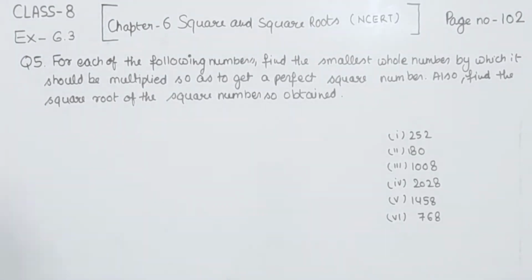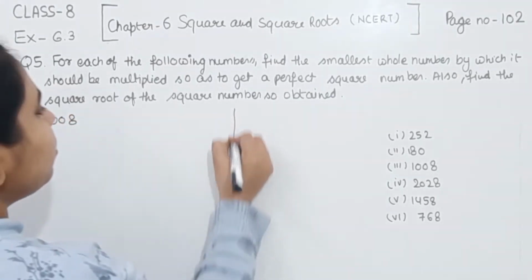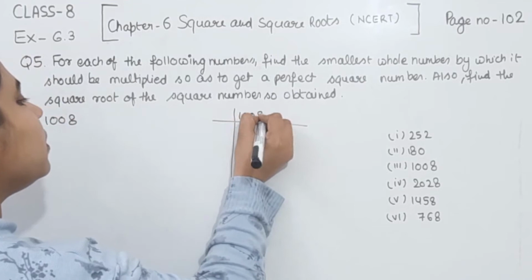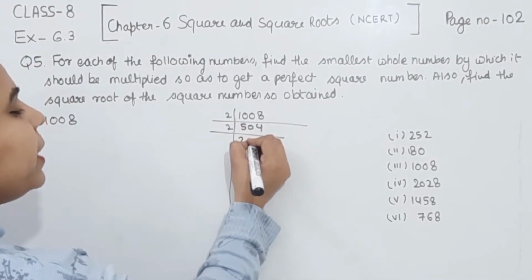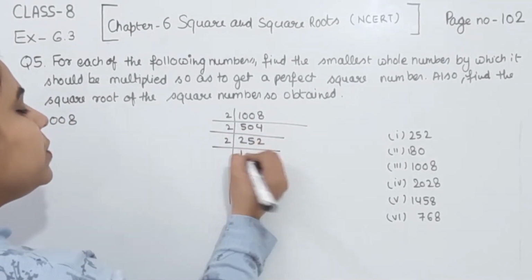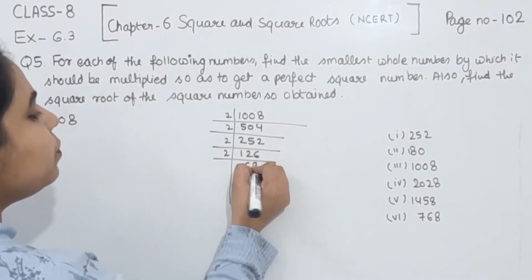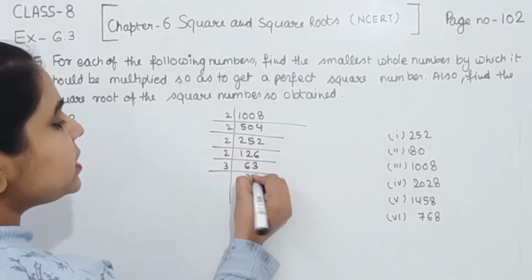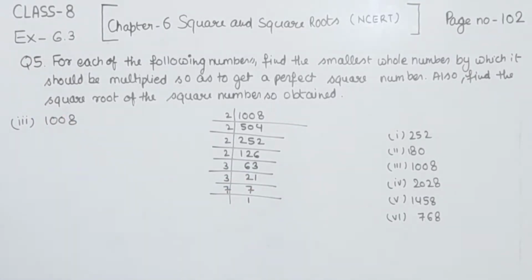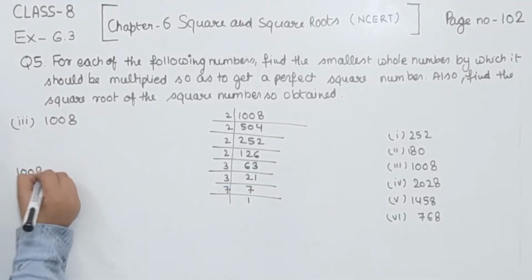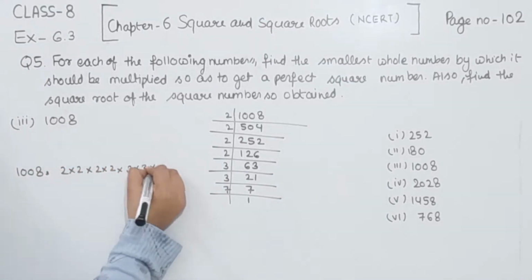Now comes to the part 3. The number we are having is 1008. Now we are going to find the factors. 2 fives are 10, 0 and 2 fours are 8. 2 twos are 4, remainder 1, 2 fives are 10, 2 twos are 4. 2 ones are 2, 2 twos are 4, and 2 sixes are 12. Now again 2 sixes are 12, 2 threes are 6. Now 3 twos are 6, 3 ones are 3, 3 sevens are 21, and 7 ones are 7. So we are going to write the factors of 1008 is equal to 2 multiplied by 2, 2 multiplied by 2, then 3 multiplied by 3, and 7.